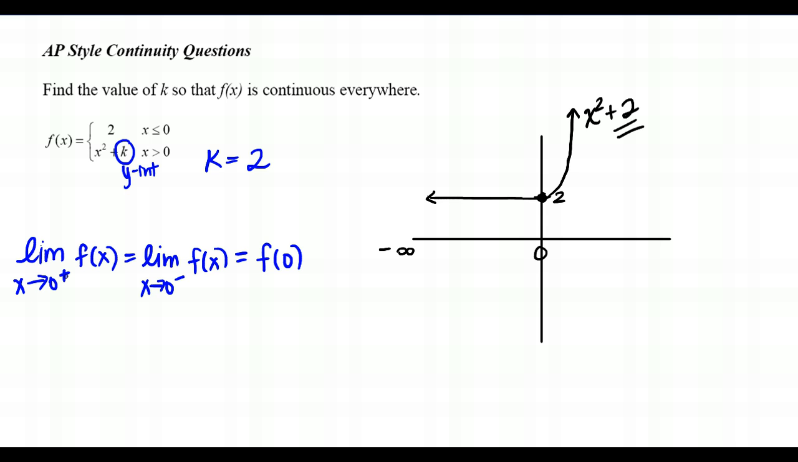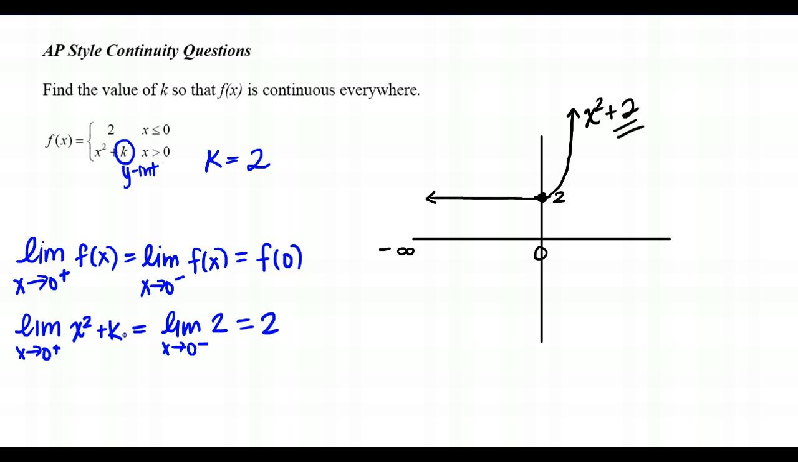So the limit as x approaches 0 from the right. So 0 from the right, values bigger than 0, means I'm going to have to look at this function here, x squared plus k. So this would become the limit as x approaches 0 from the right of x squared plus k. And this would have to equal the limit as x approaches 0 from the left of the function 2, because values to the left are less than 0, so now the function is 2. And both of these are going to have to equal f of 0. So f of 0, 0 is defined for the top function. When you plug in 0, you get out 2.